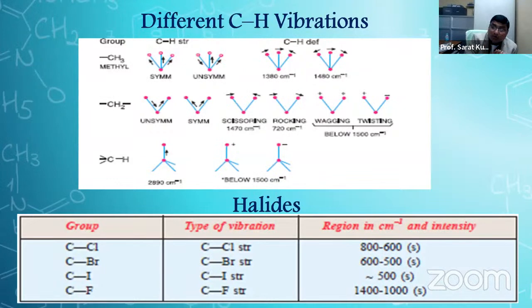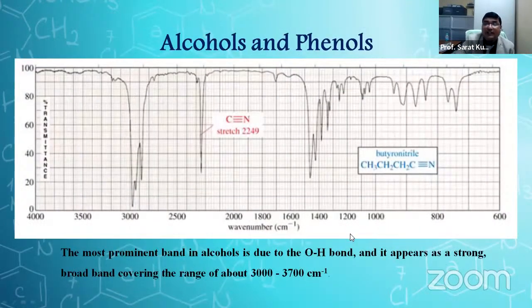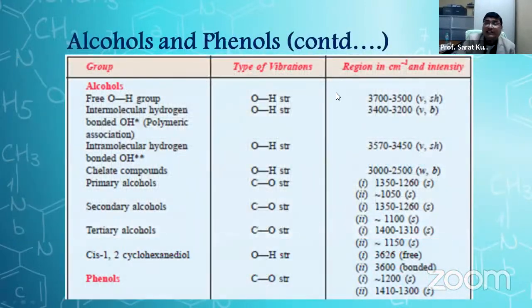But we are more concerned that the IR can be identified by the vibrational frequency. Look at the difference between alcohol and phenol. Alcohol and phenol have a free OH group, and the type of vibration is OH stretching. Even we can identify if it is intermolecular or intramolecular.